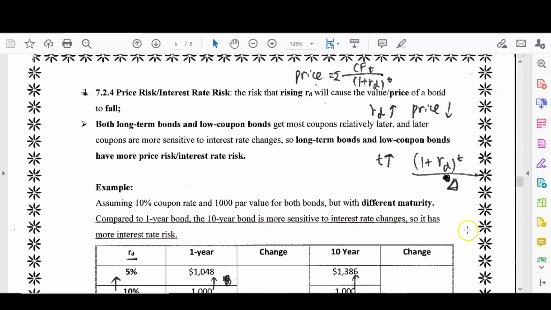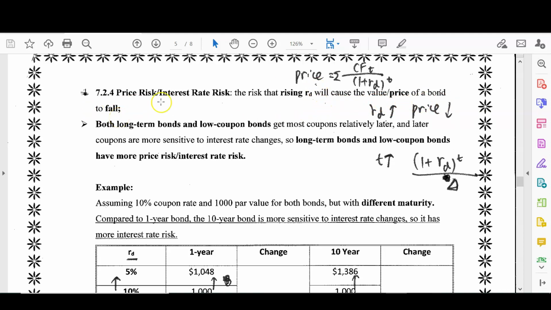Another group of concepts is risk about the bond. The first type of risk is called price risk or interest rate risk. It is the risk that a rising cost of debt, or cost of raising capital from debt, will cause the value or price of a bond to fall.